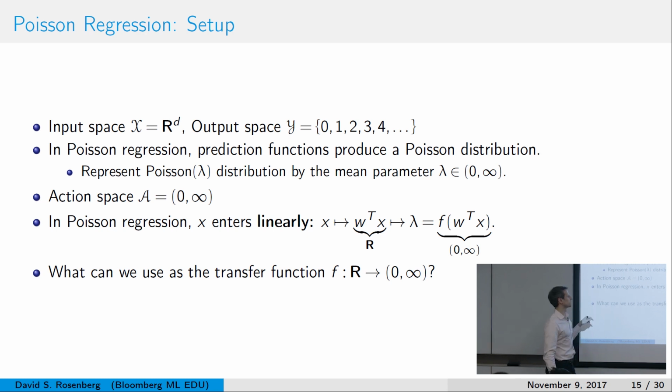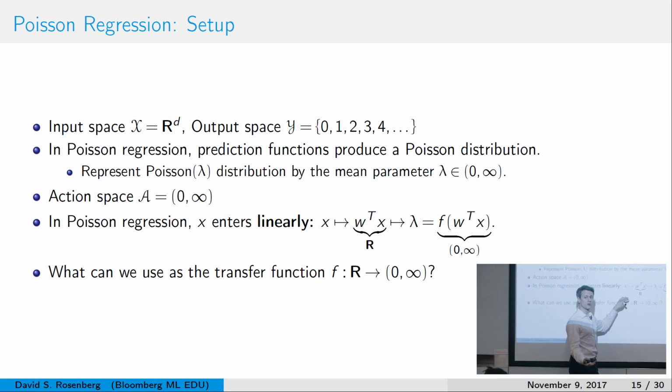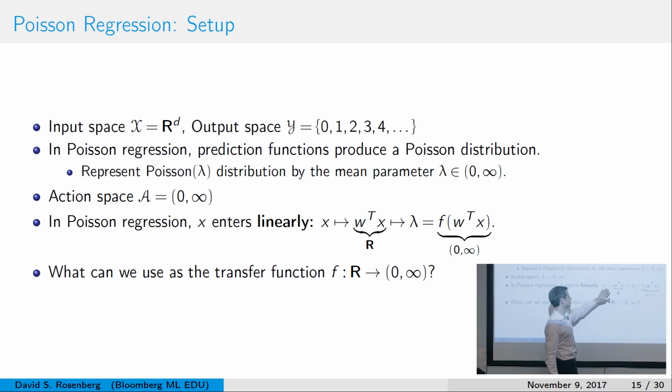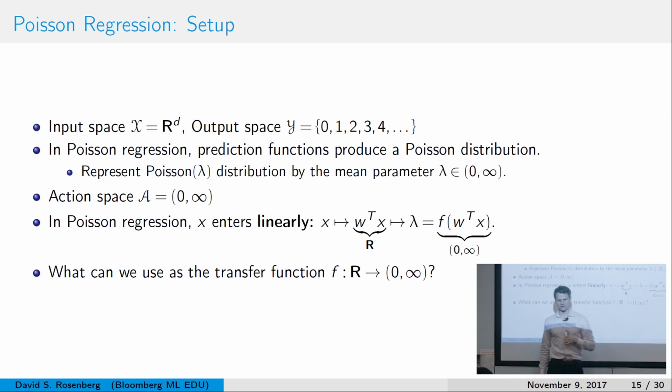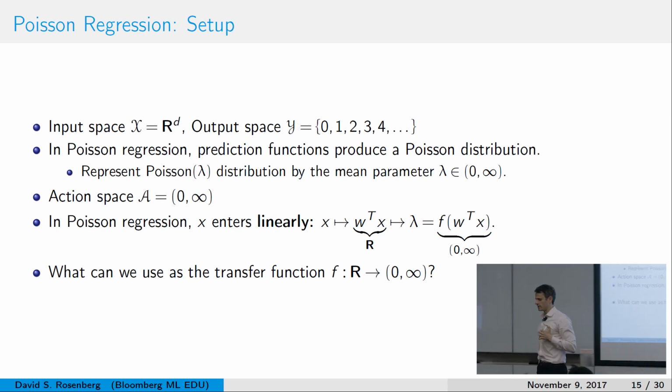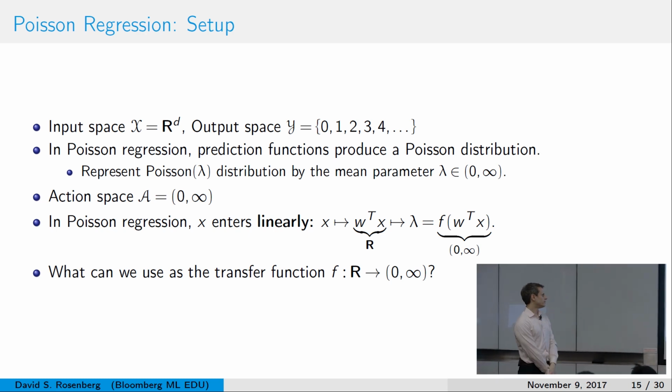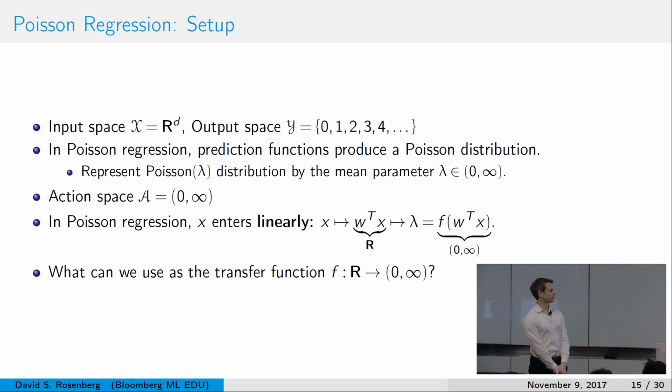That's our action space. And so Poisson regression is a linear probabilistic model, I should say. So x is first mapped to some score, w transpose x, and we want to map that to lambda. And lambda is between 0 and infinity. So what might we be able to use as a transfer function that takes us from reals to non-negative reals?